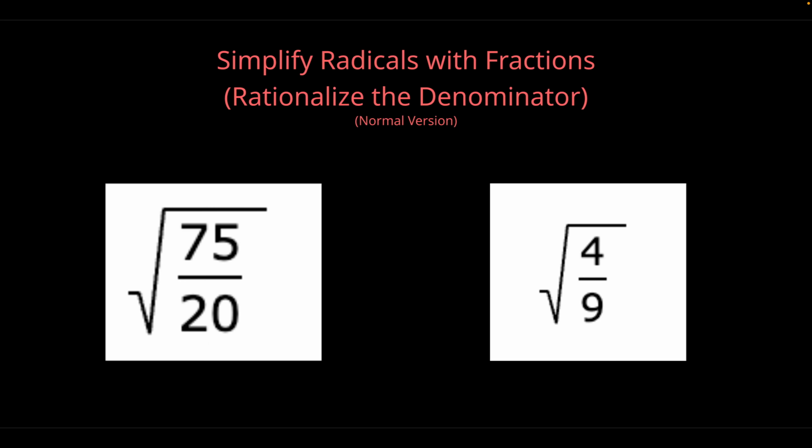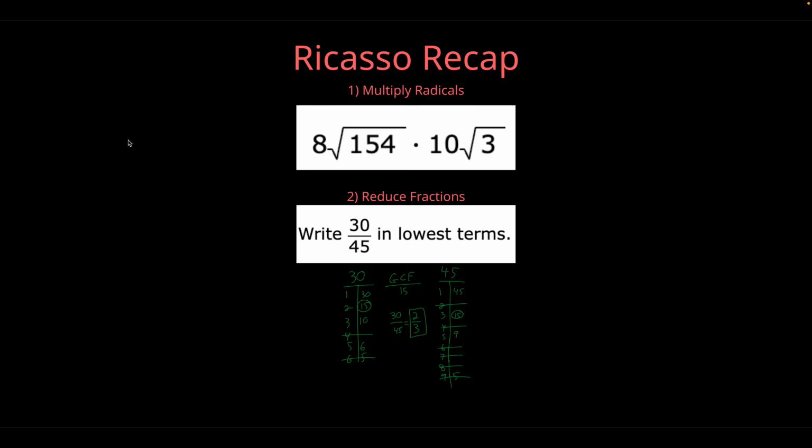Today we're going to be talking about how do you simplify radicals with fractions. Another phrase for this is how to rationalize the denominator, similar to these problems that you see up on the screen here. Just a reminder, this is the normal version. If you want the speedrun version where we go through pretty quickly, I'll link that in the description below.